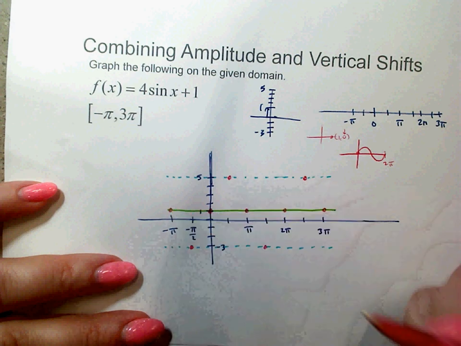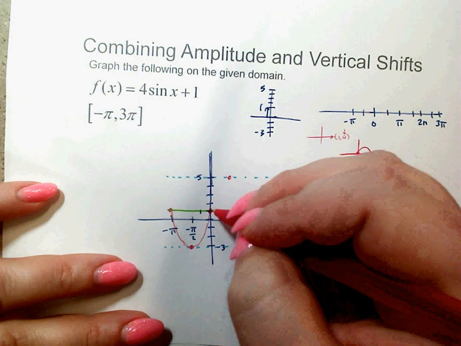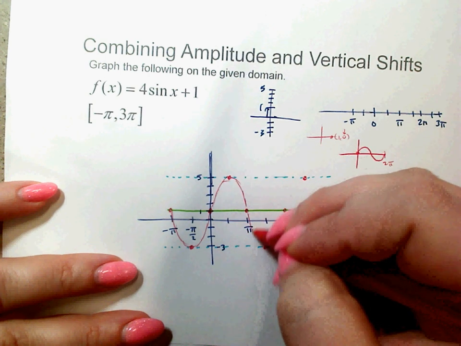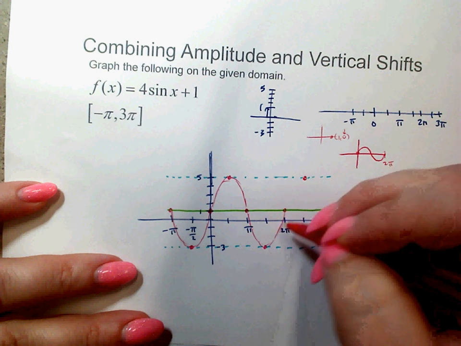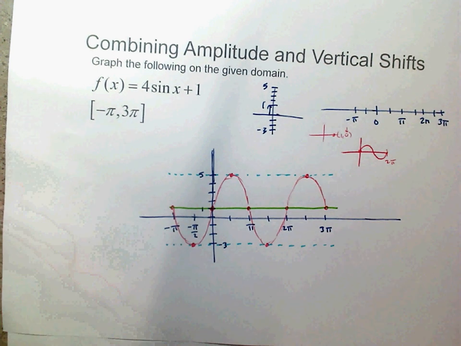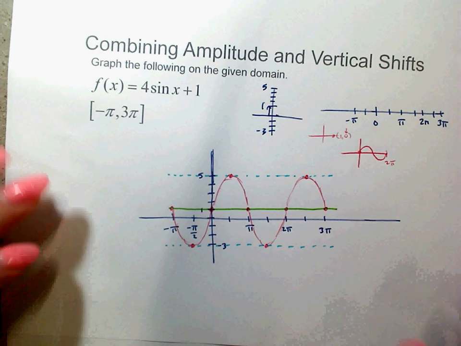Okay, so we sketch. And here is our 4 sine plus 1, which ends up being 2 total waves. Okay, so last one.